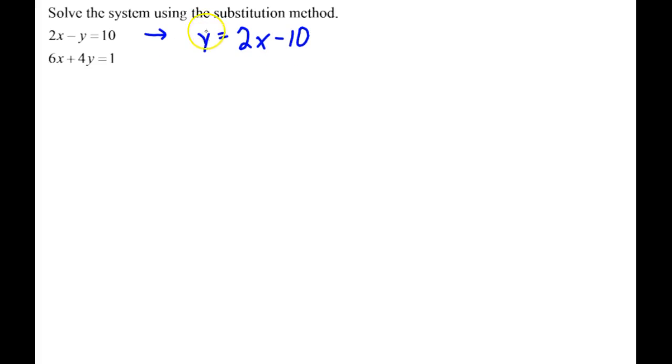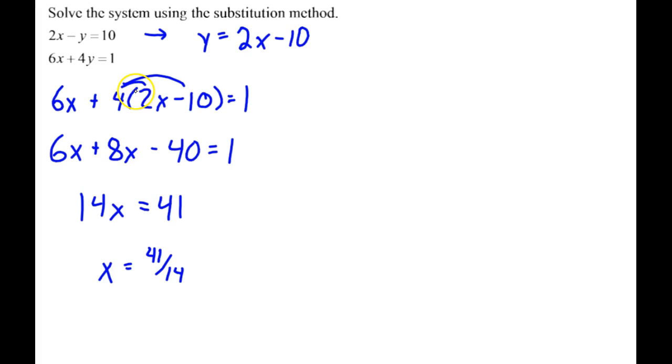Once we have this variable isolated by itself, now we're going to use the substitution part of this method. We're going to substitute 2x minus 10 in for y in our other equation. Because in our equation right now we have two unknown values. If we substitute in this expression, then we'll have one unknown value, x. Now we end up with 6x plus 4 times the quantity, 2x minus 10, equal to 1. Now we just have to go through and use algebra to solve for the value of x.